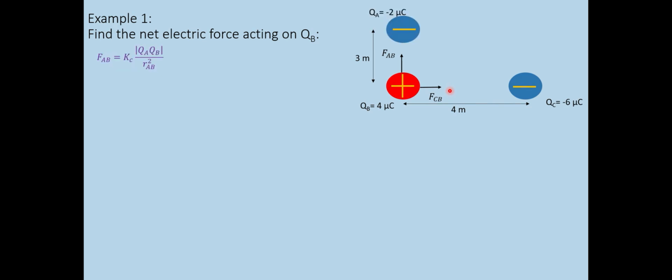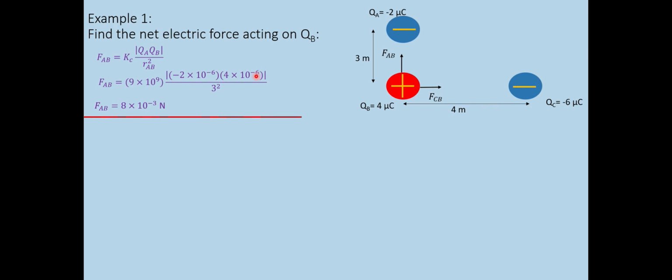Then I have to calculate each force. FAB is equal to K, Coulomb's constant, QA, QB over RAB squared. We replace the values. Do not forget to convert from microcoulombs to coulombs: you multiply by 10 to the power of negative 6. So QA is negative 2 times 10 to the power of negative 6 coulombs. QB is 4 times 10 to the power of negative 6 coulombs. And the answer is 8 times 10 to the power of negative 3.